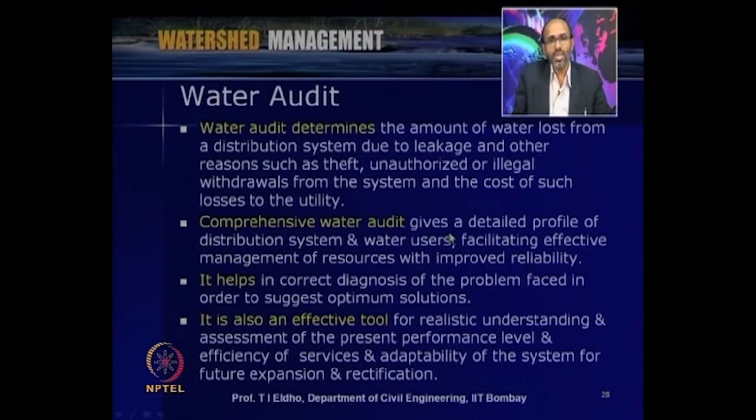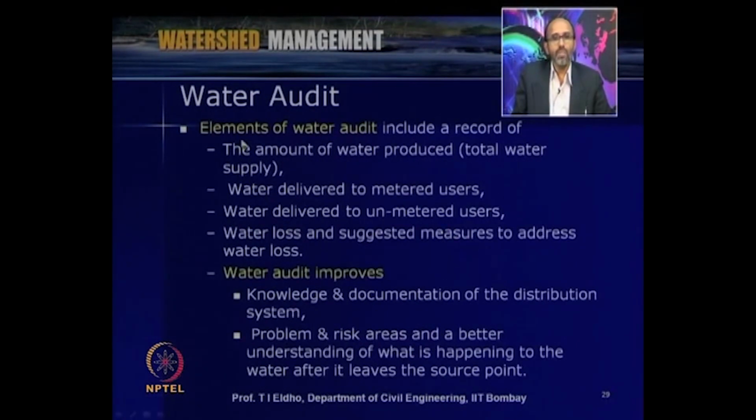Through water auditing, some of the important elements of a water audit include a record of the amount of water produced, like total water supplied, which may be obtained through pipelines or from reservoirs or from aquifer systems, then water delivered to metered users. That we can get directly. And what is delivered to unmetered users we can calculate through various means. Then water loss and suggested measures to address water loss.